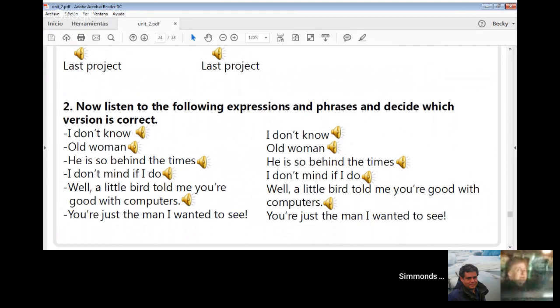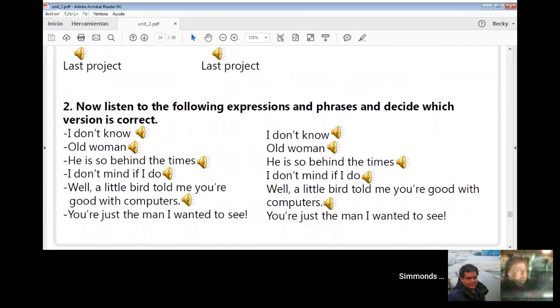So good. Ken, do you want to read the next one for us? Okay. Well, a little bird told me you are good with computers. So what's going on in this sentence? "A little" changes, and "bird told me" the D is weak. "Told me." Anything else? "You are good with computers." Good, this good D.